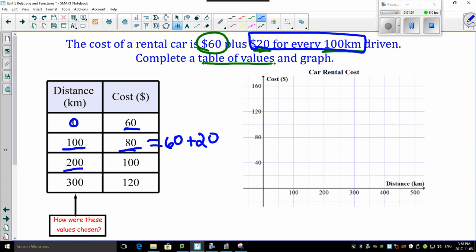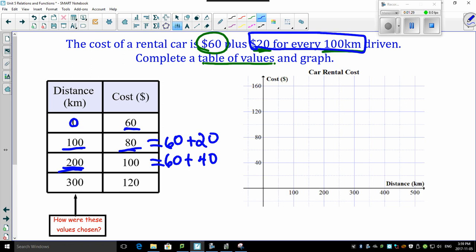Now, take a look at the next one. Let's say we drive just a little bit past Red Deer. Guess what? They're still going to charge us 60 bucks plus $20 for every 100 kilometers. Well, look at this. I've driven 200 kilometers. So that means I'm going to be charged 40 bucks, giving me a cost of 100 bucks. See how it works?